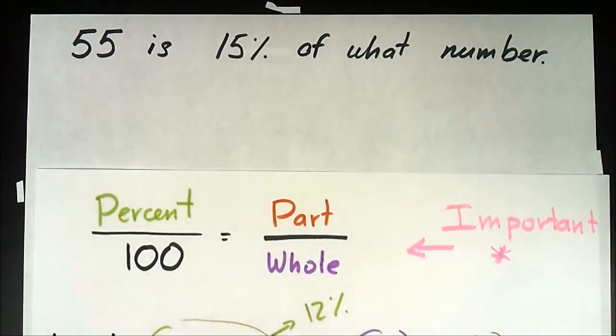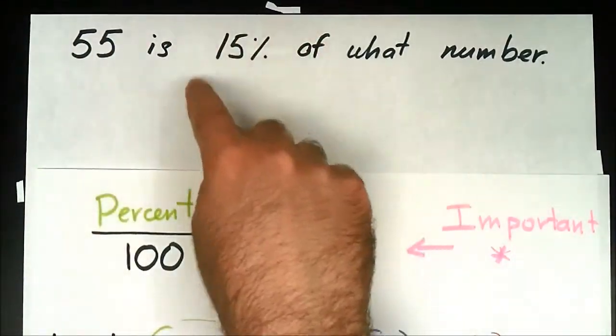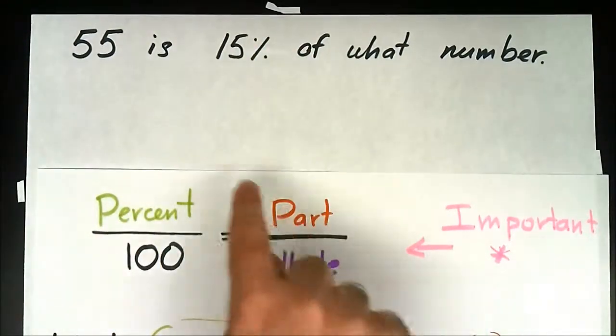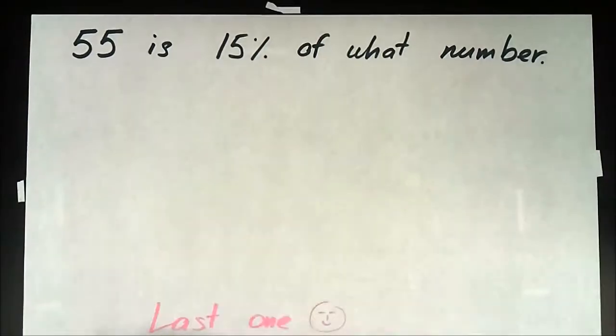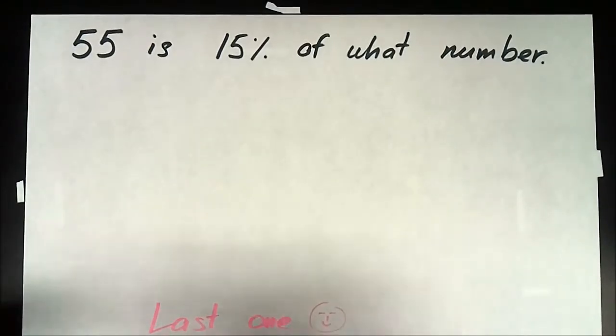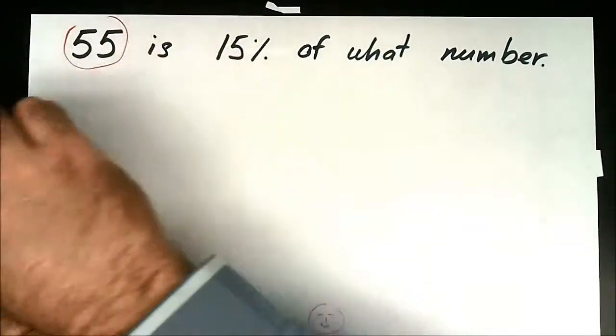I have the percent. 55 is the part, because 55 corresponds to the percent. The percent is on the top. That means the 55 has to be on the top too, which means it's the part. And what's missing is the whole. Alright, now that I know this, the rest becomes super easy. So once you label your knowns and unknowns, the rest is just cake.